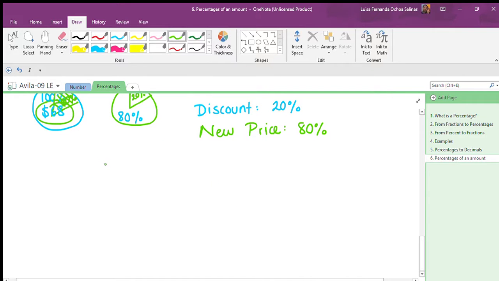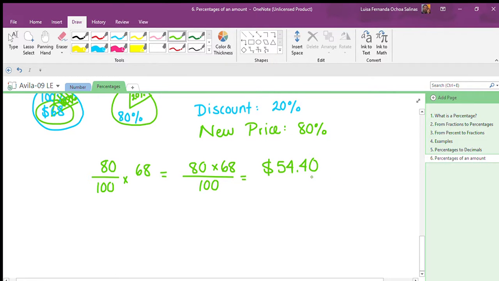So how do we do it? We say 80%, which is 80 over 100 times 68. And we do that in the calculator like 80 times 68 divided by 100. And the answer is 54.4 or $54.40. I'm putting this zero here because it's 40 cents because it's money. So that's what I'm paying here.